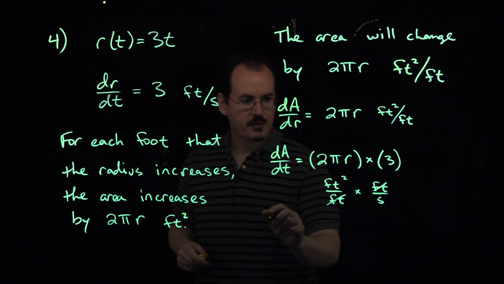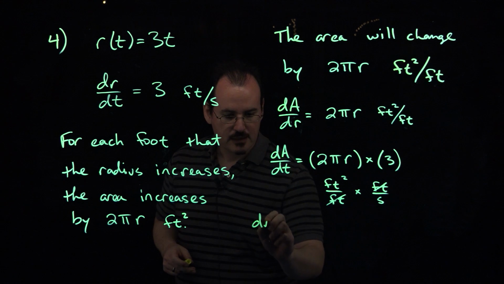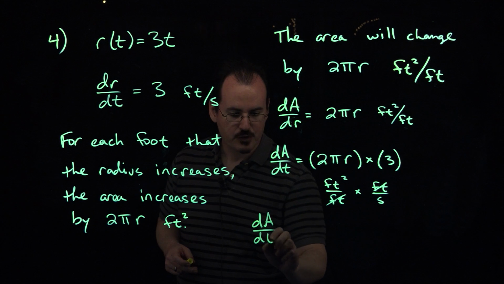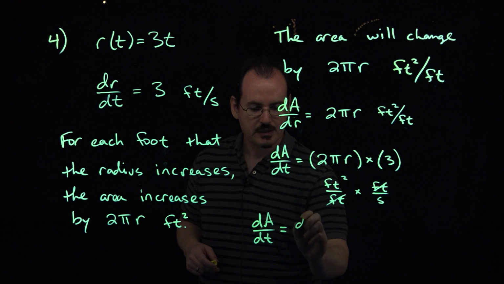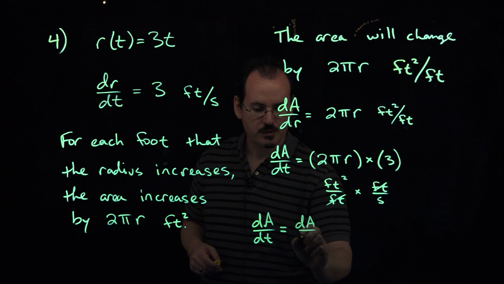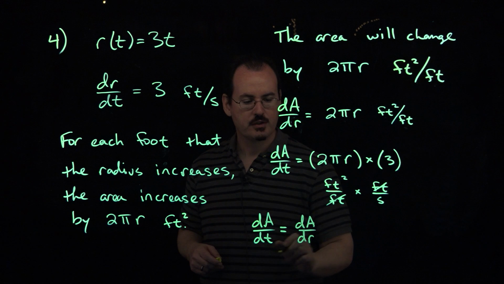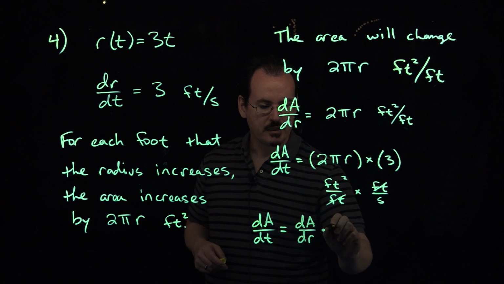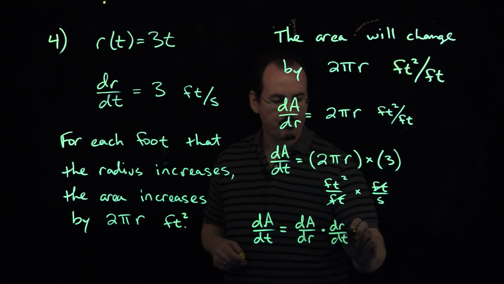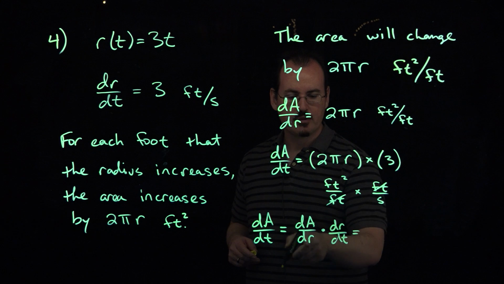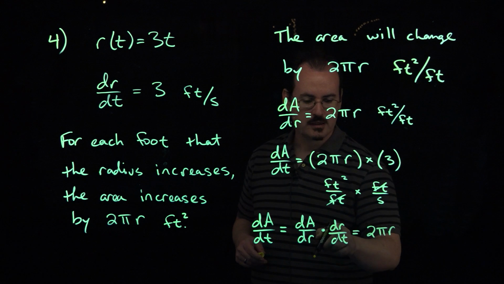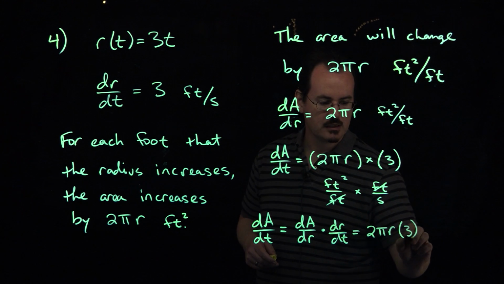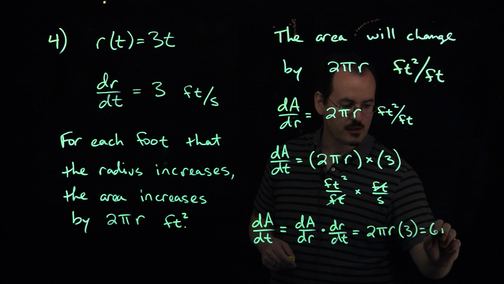Okay, so what we get then, this is really the foundation of the chain rule here. The rate of change of the area with respect to time is the rate of change of the area with respect to the radius first, and then we multiply that by the rate of change of the radius with respect to time. Okay, so again, the rate of change of the area with respect to the radius, that was 2 pi r. So that's this, 2 pi r. And then dr dt was 3. So this becomes 6 pi r.